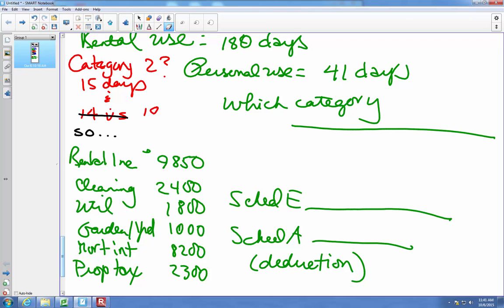Did you guys get category 3? Because category 2, did rental exceed 15 days? Yeah. Did personal use exceed the greater of 14 or 10 percent? Yes. So therefore, it's got to be a category 3.